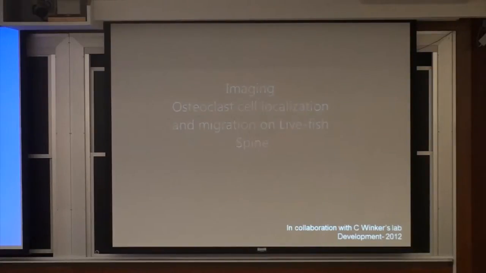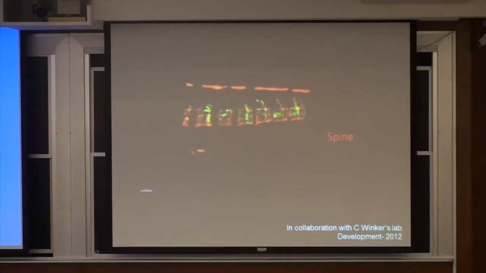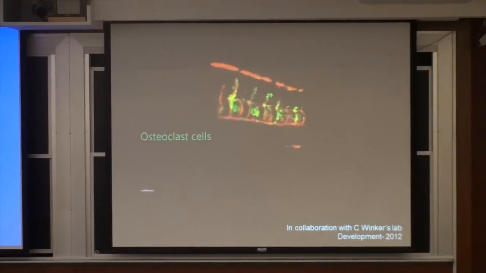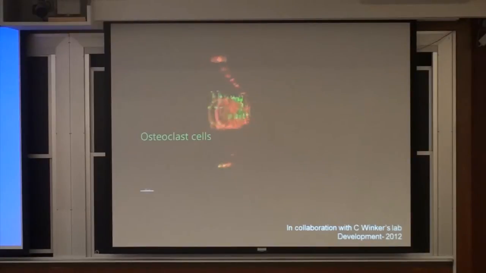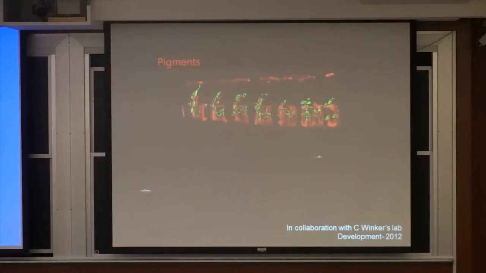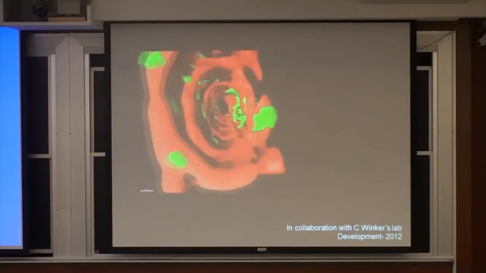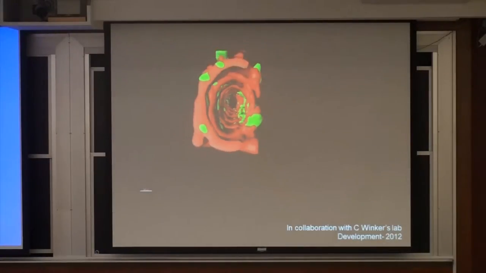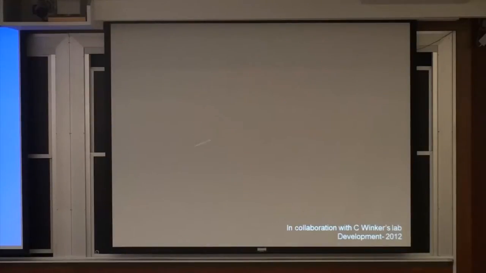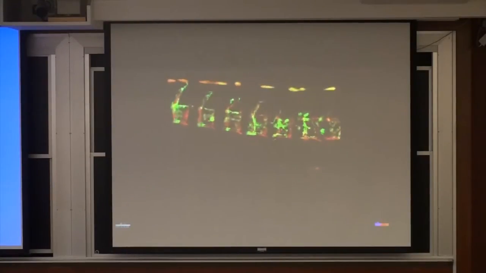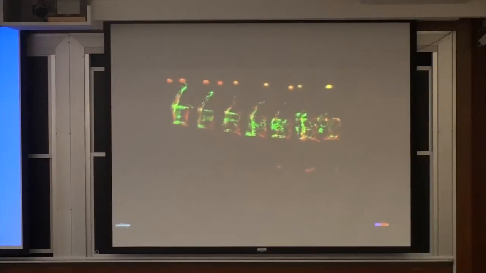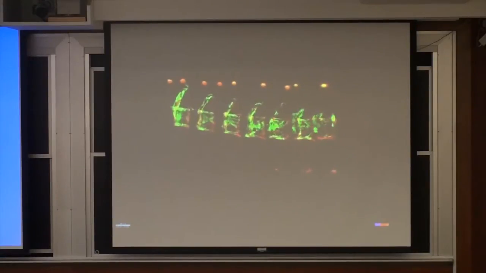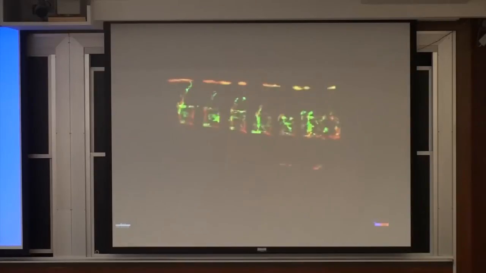So you can see this is in the larval fish. You can see the spine structure, and green are the osteoclast cells. You can do segmentation, and also you can go into different portions of it. You can go inside and see which cells are localized. In the spine structure, you can clearly understand this. And also in a long time lapse, you can see the local dynamics of the osteoclast cells on the spine, keeping the fish live and anesthetized.